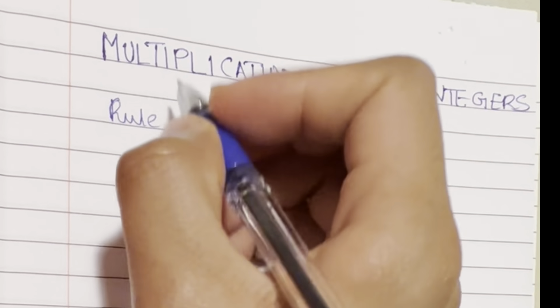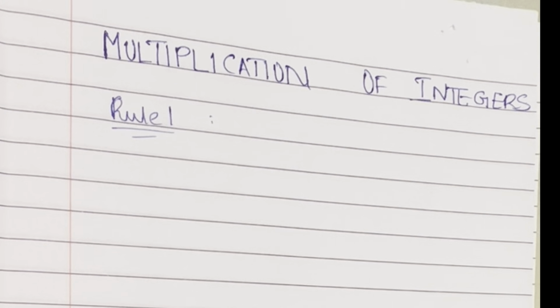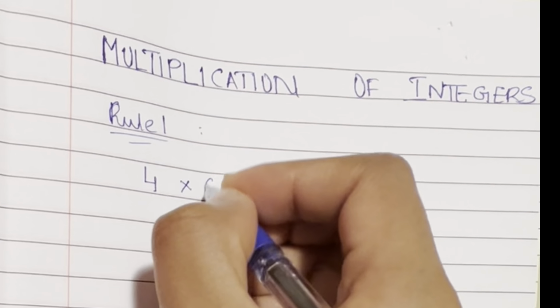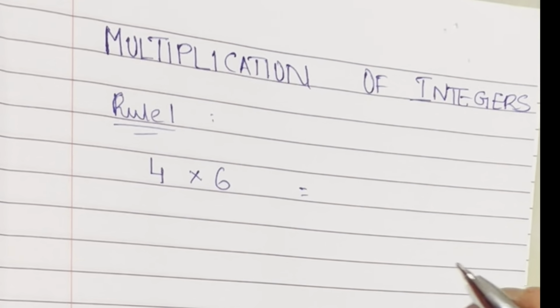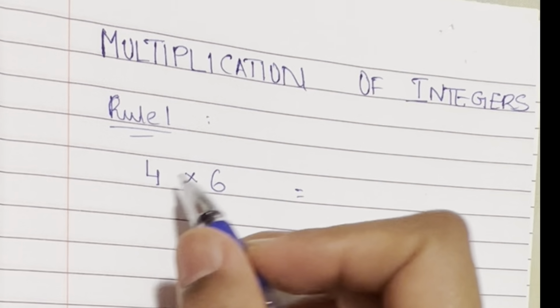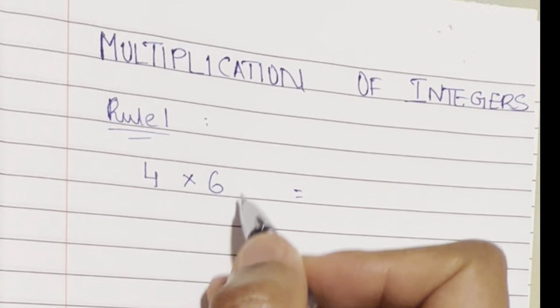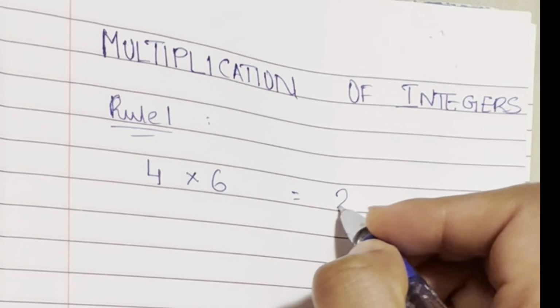Okay, so let us study rule number 1. What is rule number 1? For example, multiplication: 4 into 6. What is the answer? According to the rule, how will we do this? Simply take the absolute value and multiply. Here the absolute value is 4, here it is 6. Simply multiply them. 4 into 6 or 6 into 4 is the same as 24.